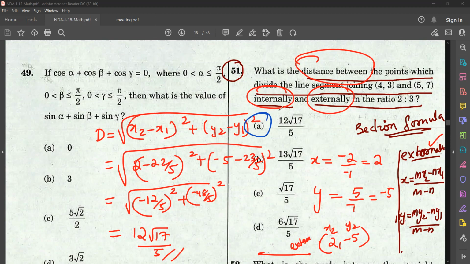So here you have made use of two formulas, the section formula and the distance formula, and you have a direct question, but it is a little bit time consuming because you have to calculate the internal point, the external point, and then use the distance formula also. So a little bit lengthy, but direct one. We'll move to the next question.